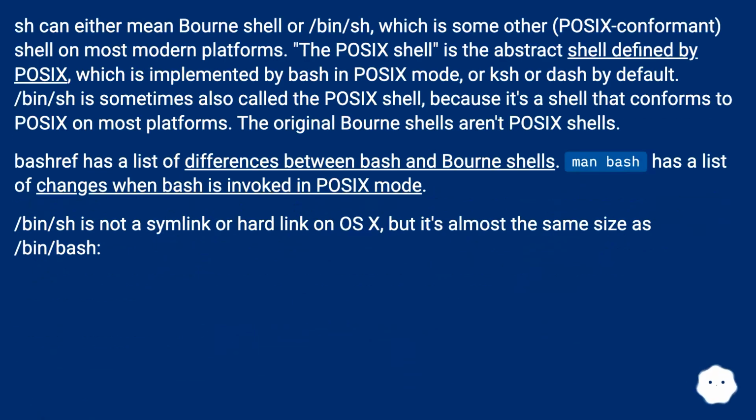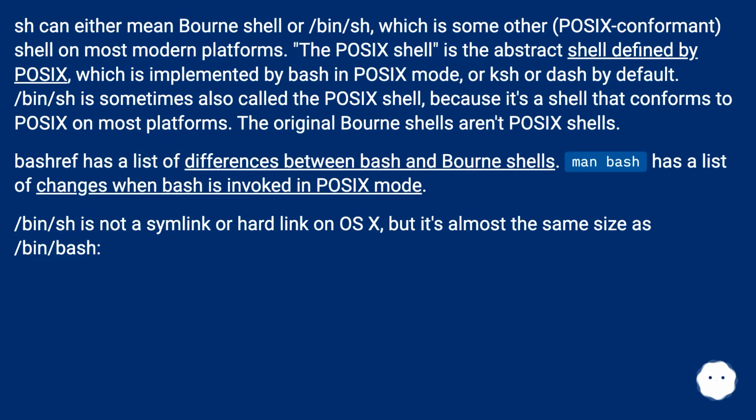sh can either mean Bourne shell or /bin/sh, which is some other POSIX conformant shell on most modern platforms. The POSIX shell is the abstract shell defined by POSIX, which is implemented by bash in POSIX mode or ksh or dash by default. /bin/sh is sometimes also called the POSIX shell because it's a shell that conforms to POSIX on most platforms. The original Bourne shells aren't POSIX shells.